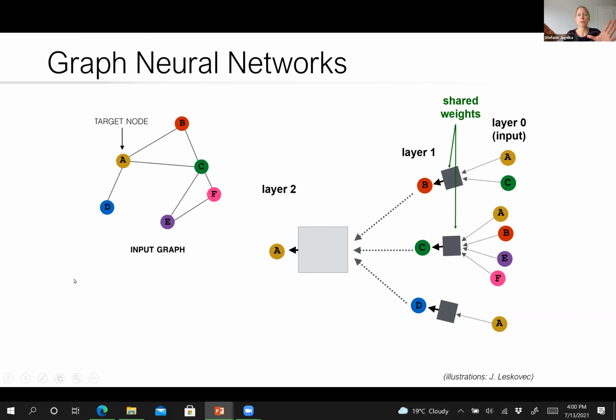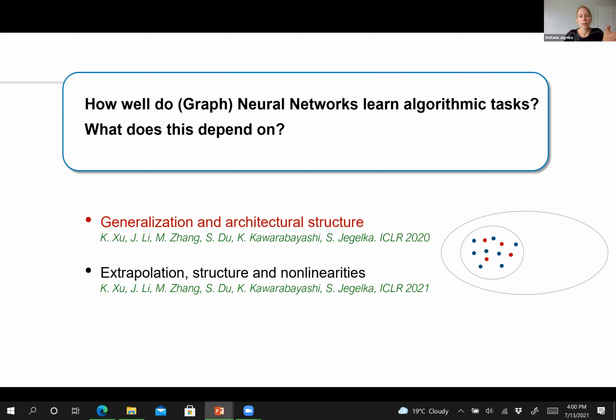So this is a high-level picture of what a graph neural network does. We can view it via these trees. We can view it just as a message passing algorithm. So now that we have a rough picture of what a graph neural network is, I want to go back to my two questions. The first one is, what does generalization in graph neural networks depend on?